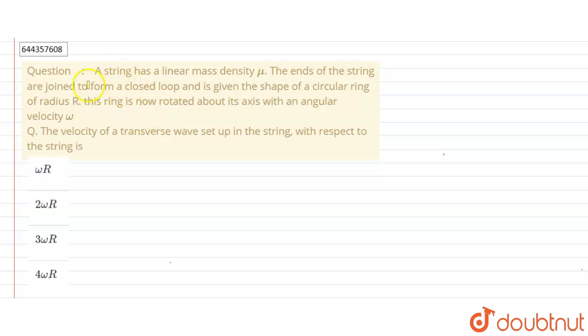Hello everyone. In this problem, it is saying that a string has a linear mass density mu. The ends of the string are joined to form a closed loop and given the shape of a circular ring of radius r. This ring is now rotated about its axis with an angular velocity omega, and the question is asking for the velocity of the transverse wave set up in the string with respect to the string. So we have to calculate the velocity of the transverse wave that is produced within the string.